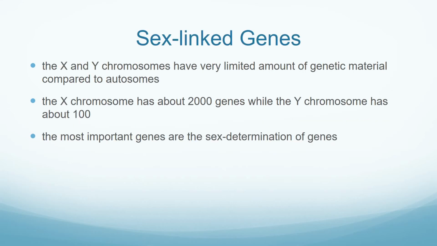The X and Y chromosomes have a very limited amount of genetic information. The X chromosome has about 2,000 genes, while the Y chromosome has about 100. While the most important job of the X and Y chromosomes is sex determination, there are also genes attached to them, and that's how we get sex-linked traits.